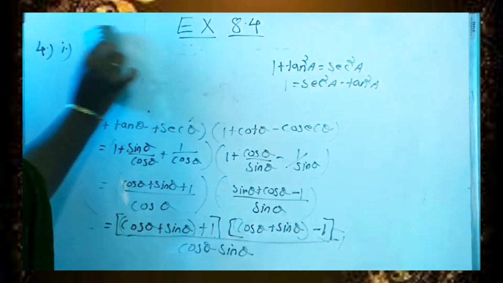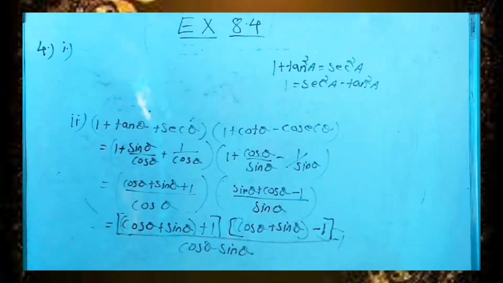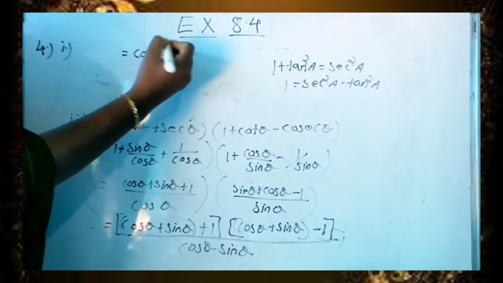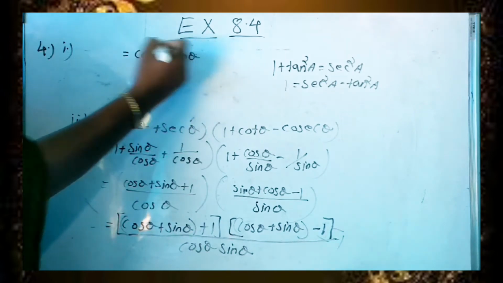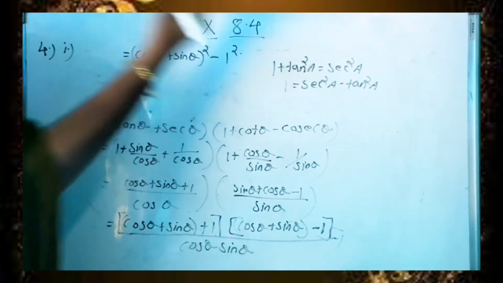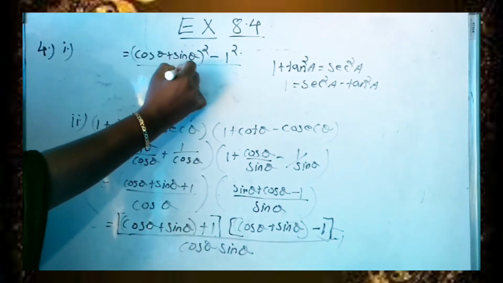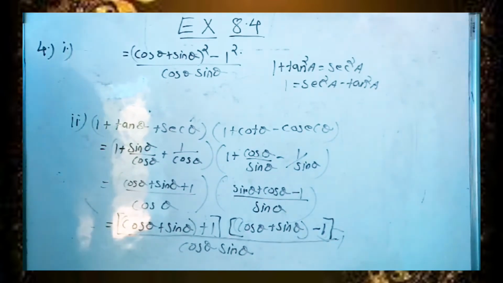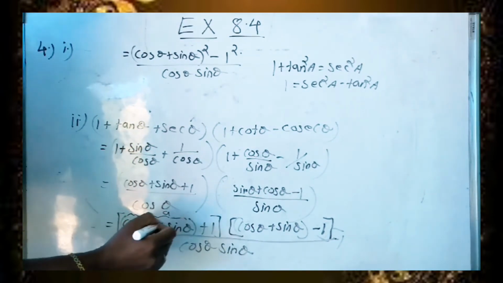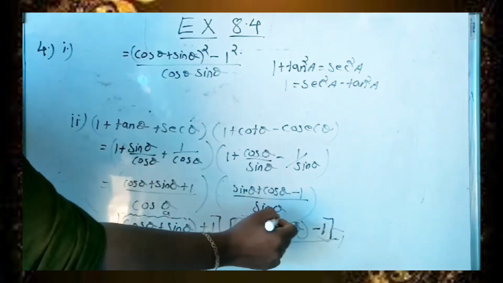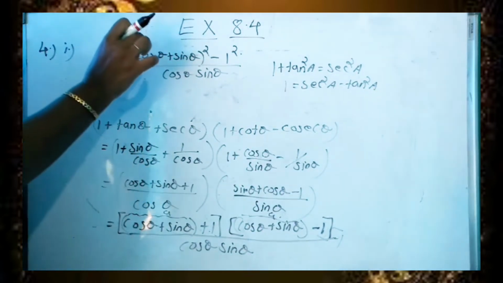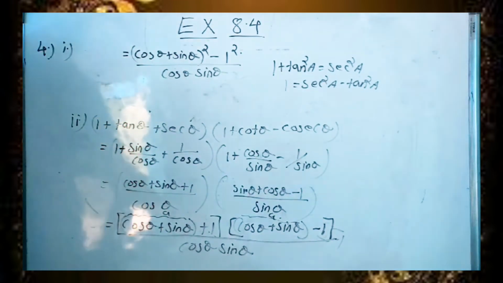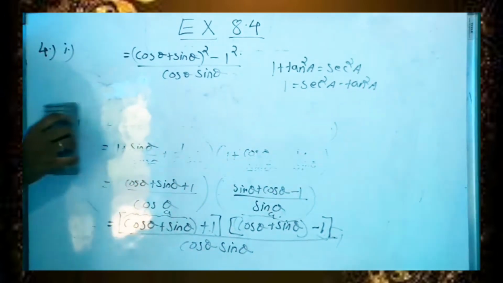We know that a plus b into a minus b is a square minus b square. So this we can write as cos theta plus sin theta all square minus 1 square divided by cos theta into sin theta. The numerator is of the form a plus b into a minus b, just take it as a. Okay, that we can write as cos theta plus sin theta all square minus 1 square divided by cos theta into sin theta.